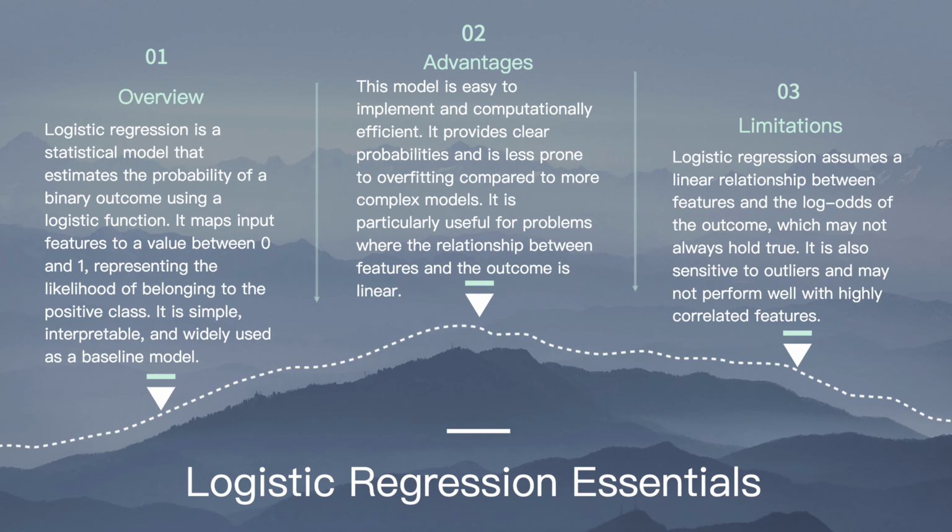Let's start with one of the simplest and most widely used models, logistic regression. It predicts the probability that something belongs to one class or the other using a logistic or S shaped function. It's easy to interpret and fast to train, which makes it a great baseline model. However, it assumes a linear relationship between features and the output, which isn't always true, and it's sensitive to outliers.